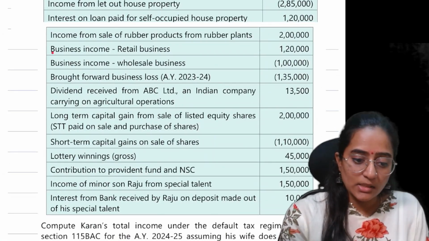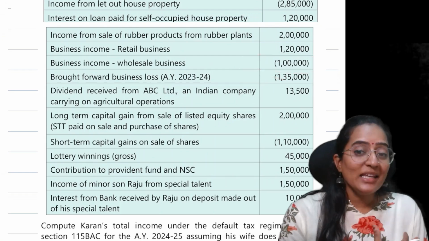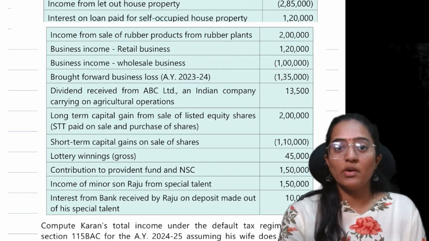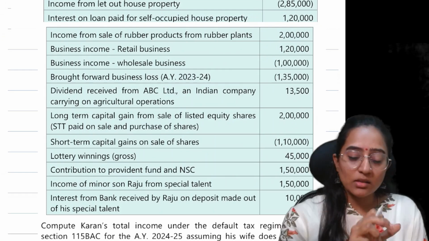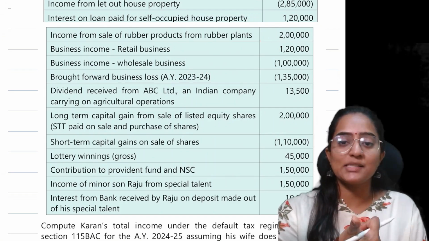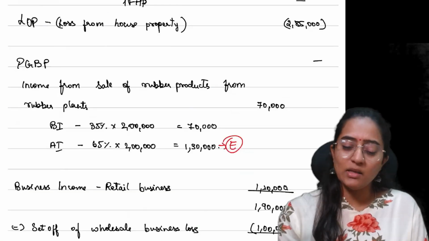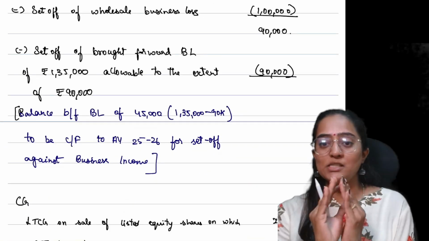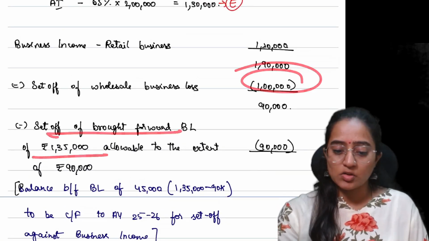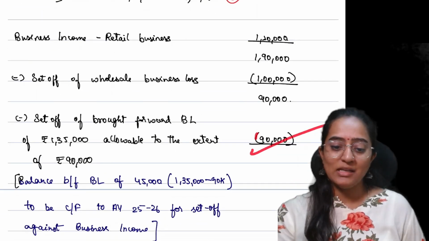Next, business income from the wholesale business. Here there is a loss. And in case of loss, always remember this loss of 1 lakh rupees you need to set off against the other business income. Only specified losses can be set off against specified income. Apart from that, other losses from PGBP can be set off against your other income from PGBP. And you have brought forward business loss also to the extent of 90,000 rupees. So to the extent of 90,000 rupees, you can set off.